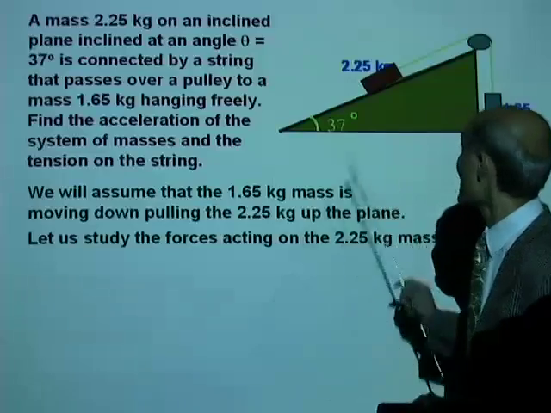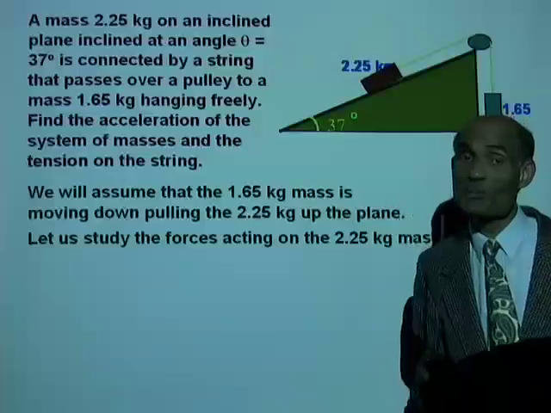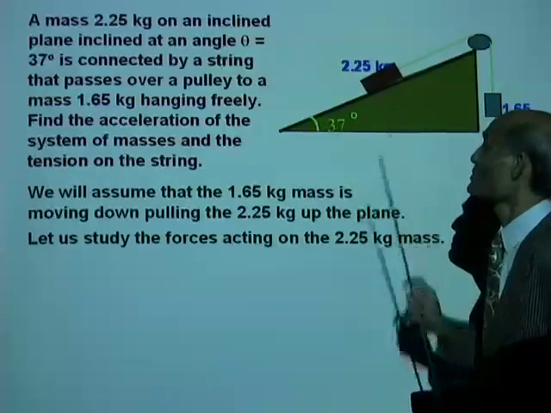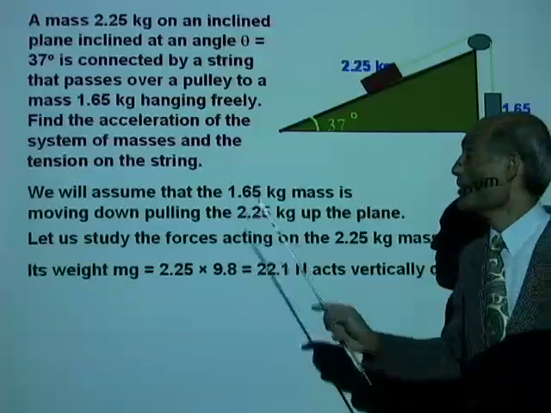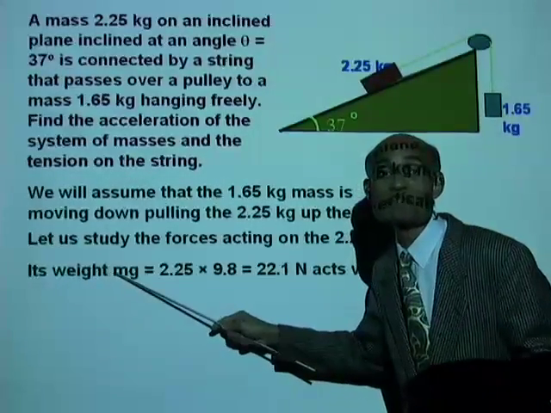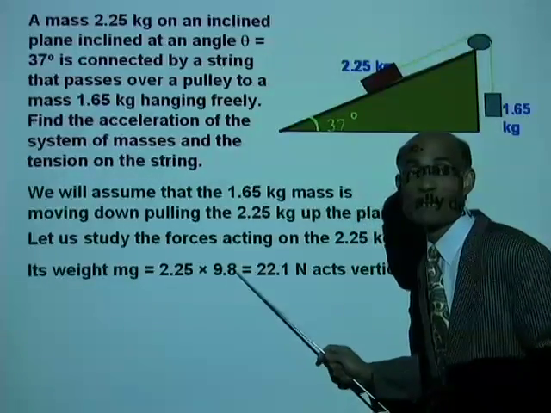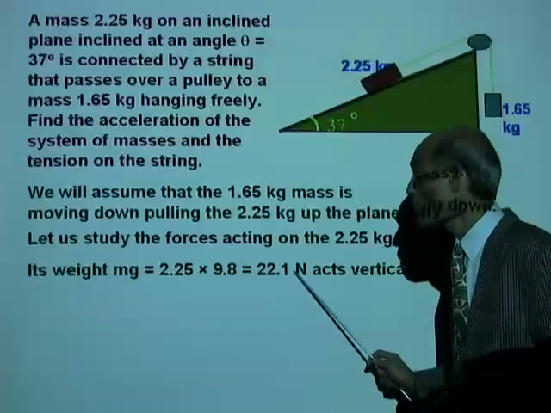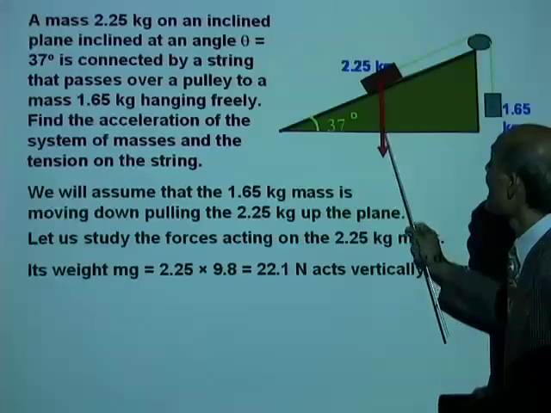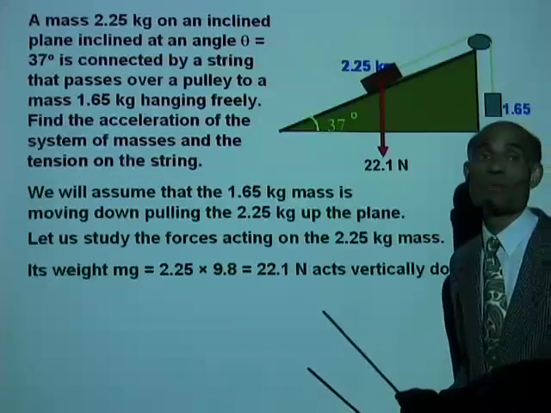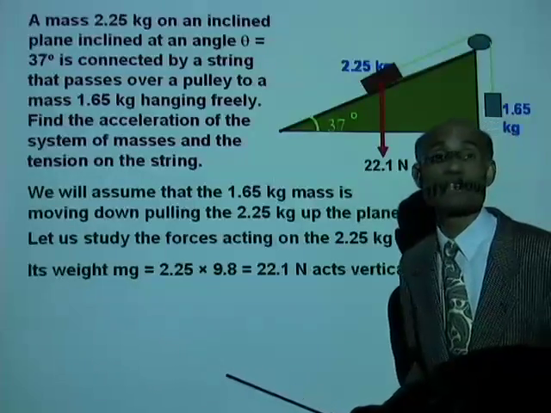Let's study the forces acting on the 2.25 kilogram. By now you must be familiar with the forces. What are the forces acting on the 2.25 kilogram? First of all, its weight mg. The mass is 2.25 kilogram, g is 9.8. Therefore, its weight is 22.1 Newton, acting vertically down.